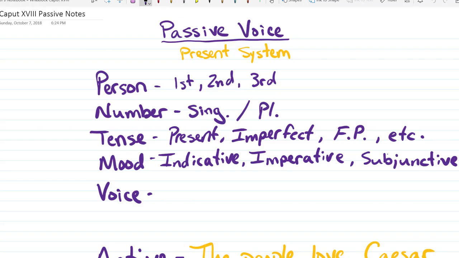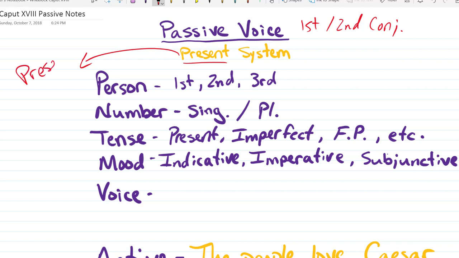All right, chapter 18 introduces and is mostly solely focused on this idea of passive voice. Okay, and specifically, this is passive voice in the first and second conjugations. And it's also for just the present system of verbs. So this would be the present, imperfect, and future tenses.